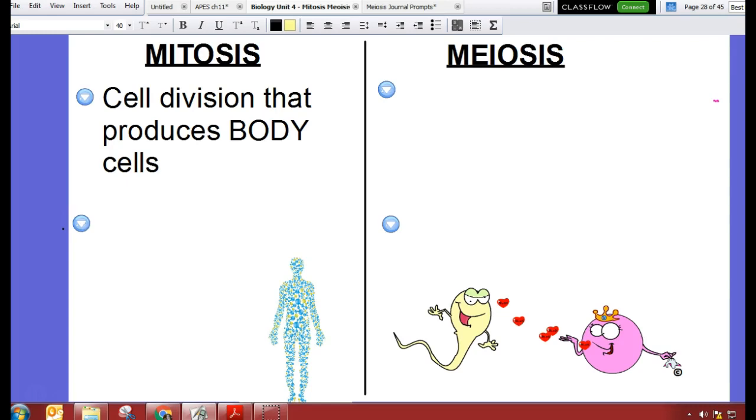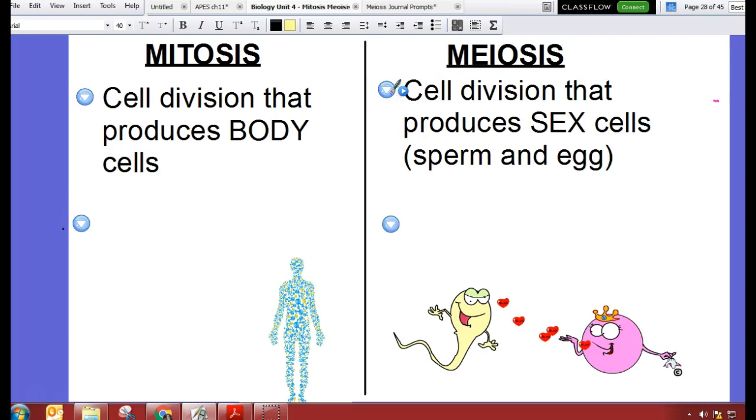So mitosis produces body cells, and if you just want to write produces body cells, you don't necessarily need cell division on there. So skin cells, heart cells, liver cells, hair cells, finger cells, muscle cells, any type of cell that's in your body besides reproductive cells. And then meiosis produces reproductive cells. We also call them sex cells. We also call them gametes. So a couple different words you'll hear there.